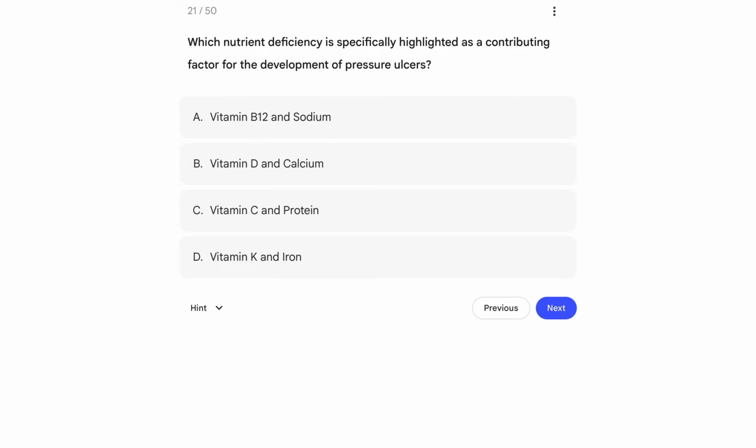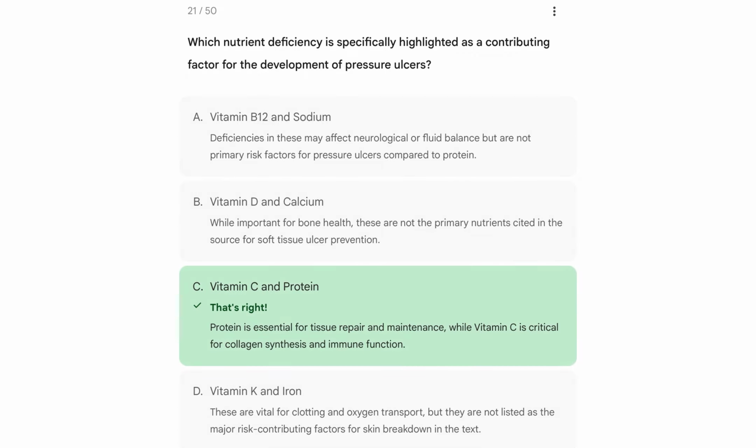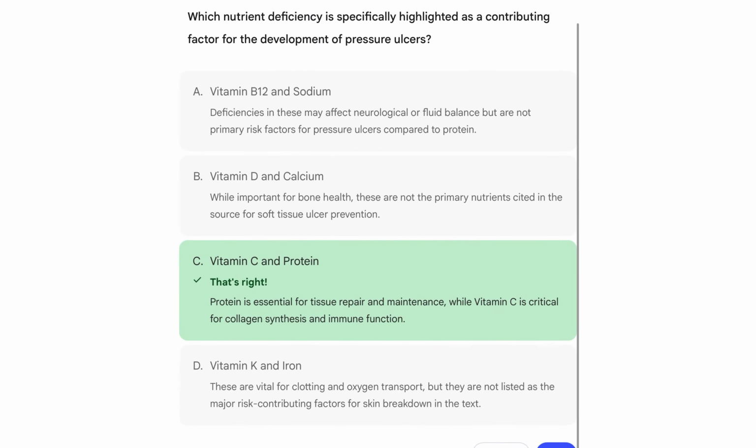Vitamin K helps in coagulation or clotting, and iron is responsible for what? To prevent anemia, to prevent hemoglobin depletion; decreasing hemoglobin will be prevented by the presence of iron. More iron is also a problem, iron toxicity. So, which is the right answer then? Which one contributes to the development of pressure ulcer? Vitamin C and protein, right. So, vitamin C and protein is the right answer.